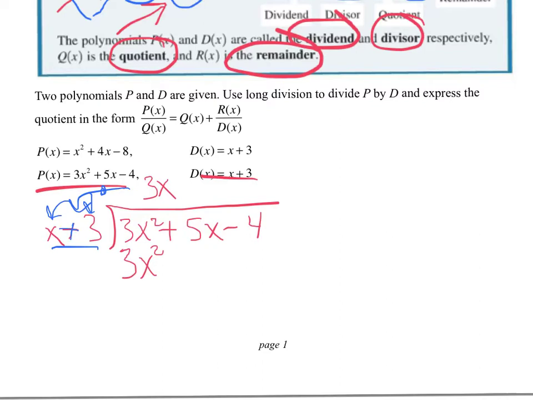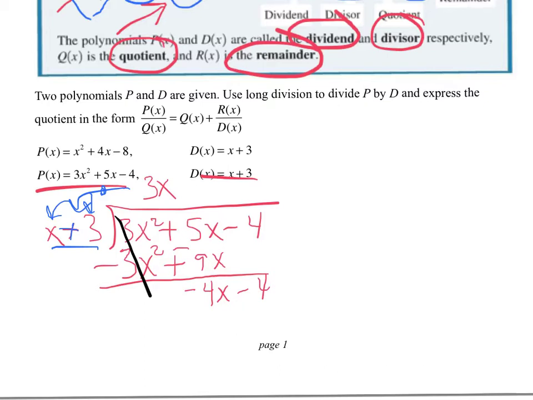So 3x times 3 is 9x, so here I have plus 9x. Now I'm going to subtract, so minus 3x and minus 9x. Once again, these add up to 0. Minus 5x minus 9x is negative 4x. And now my next number up there is a minus 4, so I bring it down.